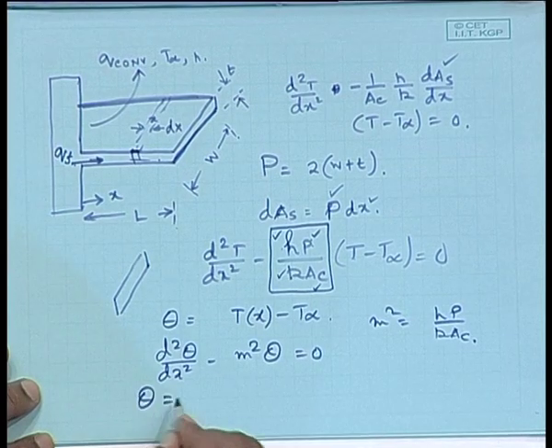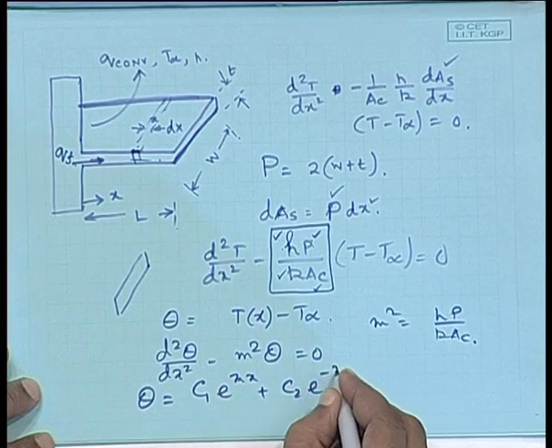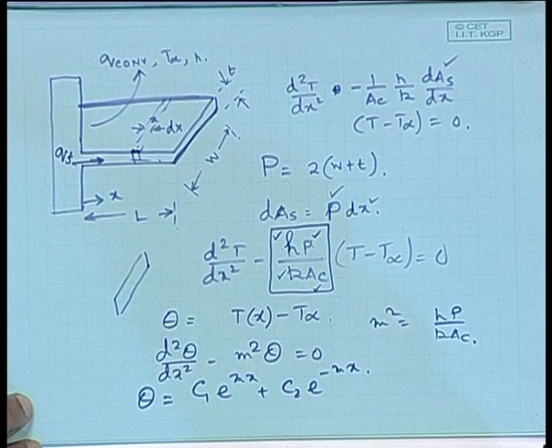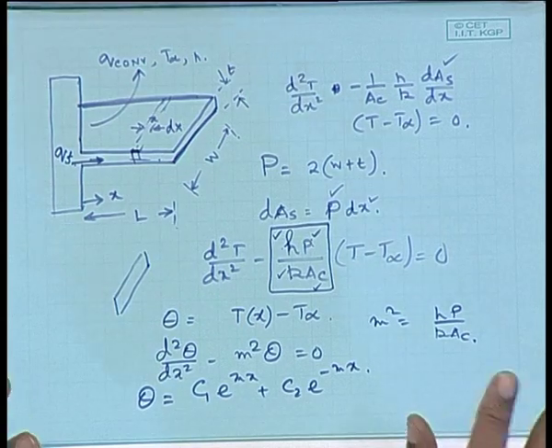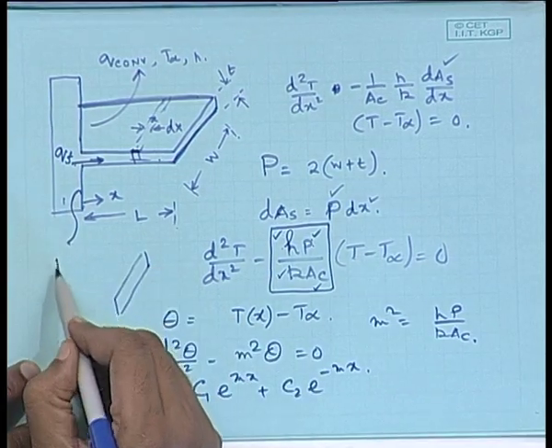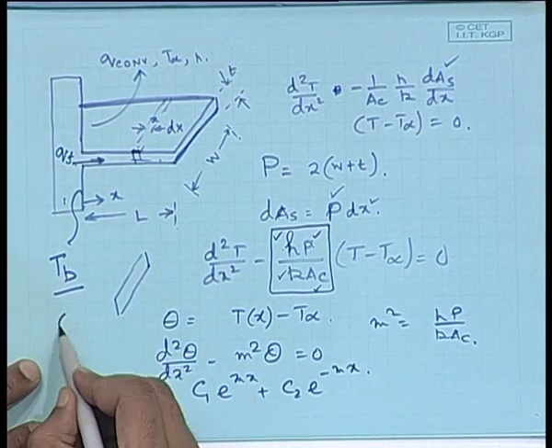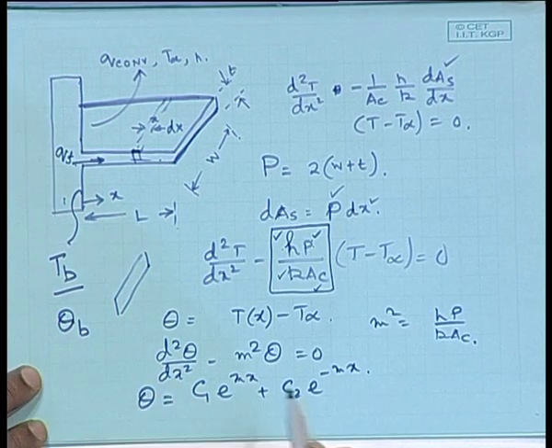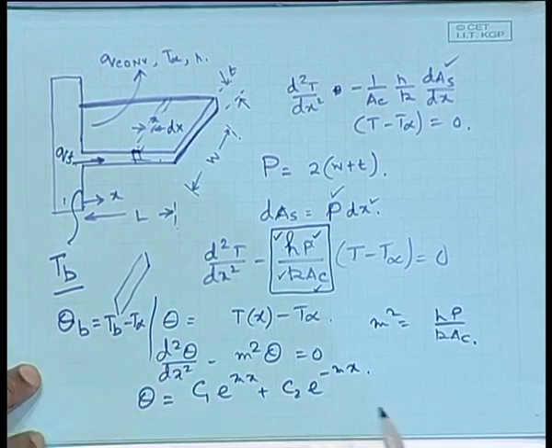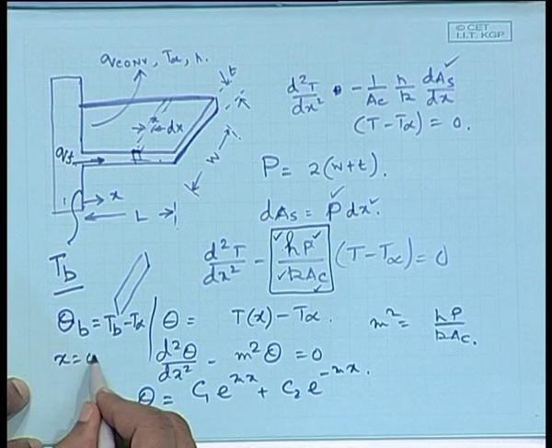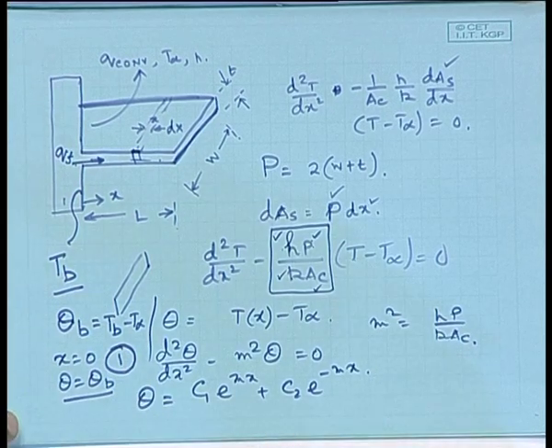That means theta equals C1 e to the power mx plus C2 e to the power minus mx. This equation now has to be solved for different possible boundary conditions. One boundary condition is fixed, that means the temperature at the base is known to you. If the temperature at the base, Tb, is known, or in other words theta b is known, where theta b is simply defined as Tb minus T infinity. So, at x equal to 0, theta is equal to theta b. That is condition number 1, which is known to me.